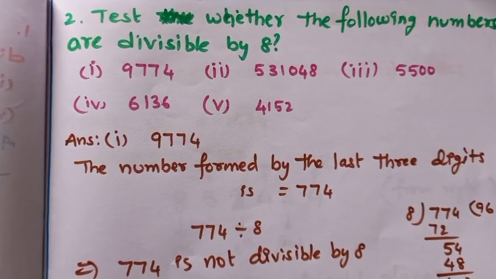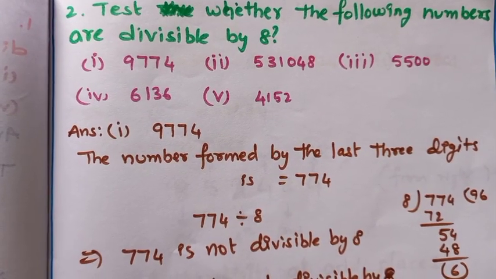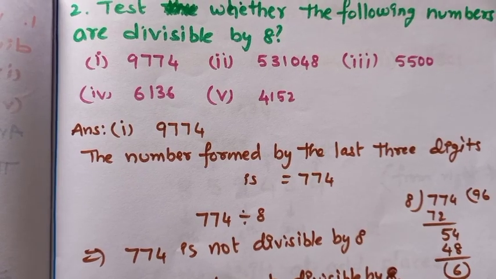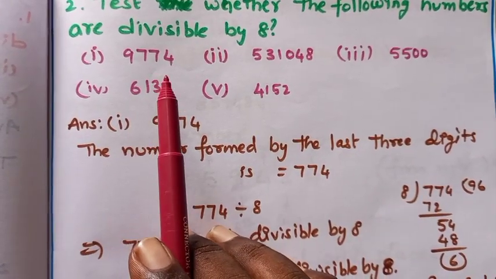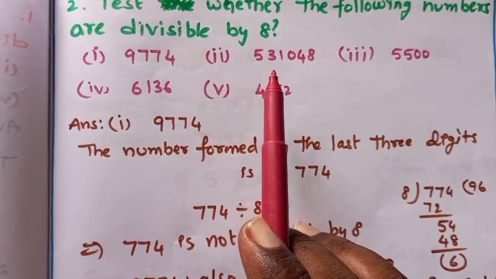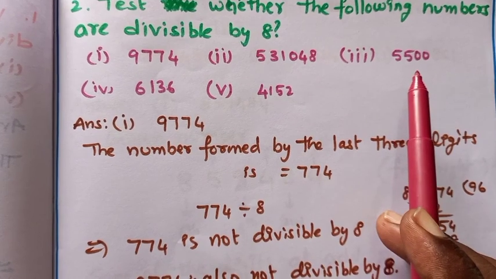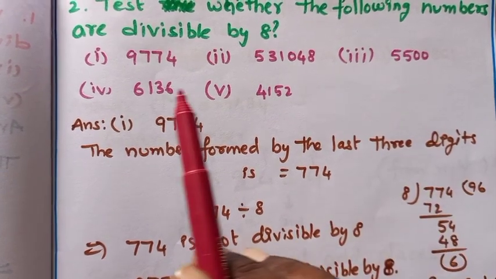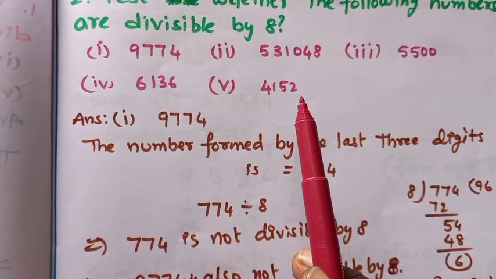Coming to the second question, test whether the following numbers are divisible by 8. Here also we have 5 sub questions: 9,774, 5,31,048, 5,500, 6,136 and 4,152.